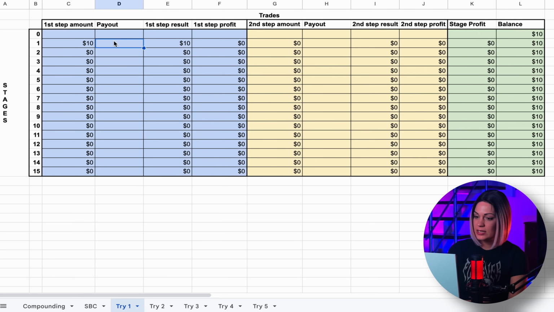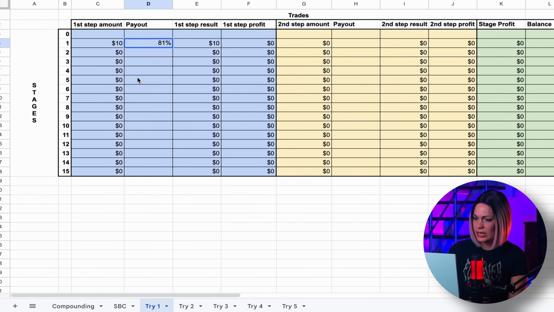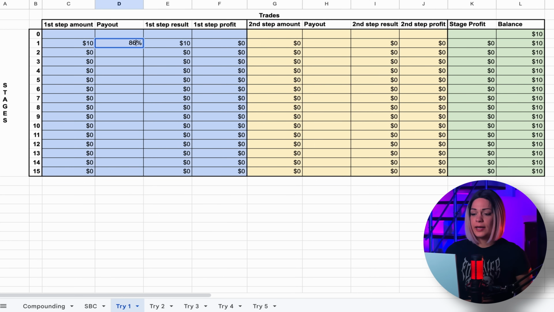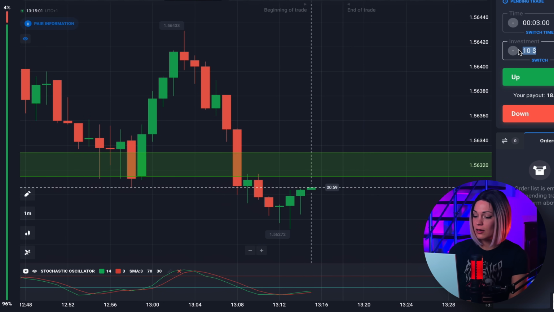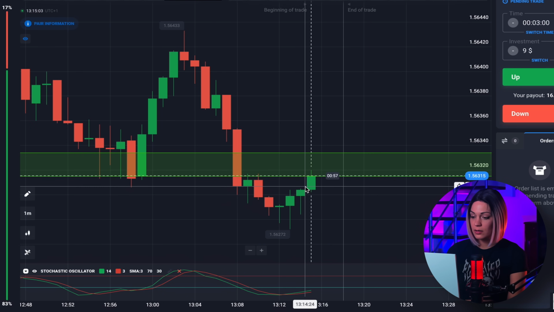We are putting 86, not 81. 86% payout. So at this point, the table shows us that we're going to use $19. Not used, we got $19, and the next deal is going to be open for $9. Going back to Quotex, we're changing the amount of money to $9, and let's try to find another entry point.